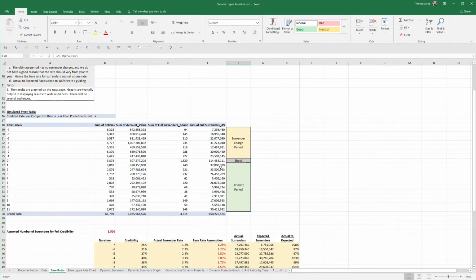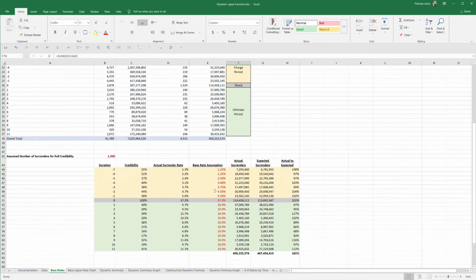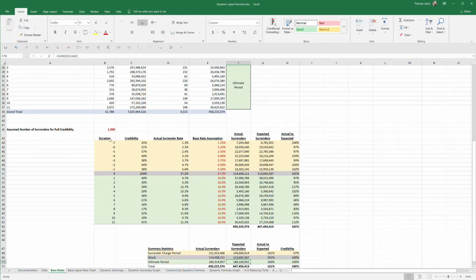Call it shock, because as soon as that surrender charge goes away, you get all types of people surrendering their policies. And then we have the ultimate period where there doesn't seem to be a clear pattern of what's going on. Now, I reorganized the data here. I'm going to be using 1,500 policies for full credibility. You can see what the credibility is right here. You've got a little square root formula for figuring out that partial credibility.